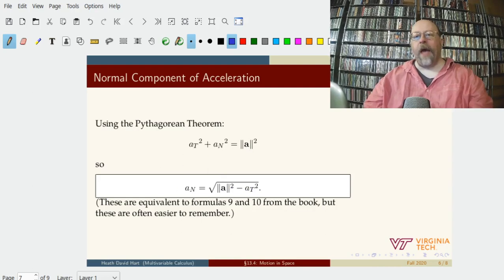Okay? I want to mention I'm presenting this a different way than the book is presenting this. There are formulas in the book. There are formulas 9 and 10 from this section, and you can look those up.